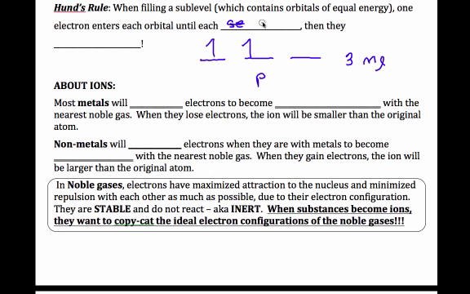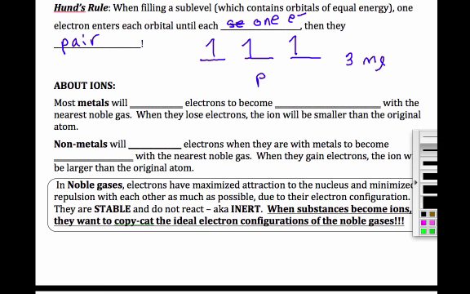I don't know what this means. It's not worded well. You fill them until each has 1 electron, and then you pair them up. So you fill 1, 2, 3, and then you'd come back and fill 4, 5, 6, because that minimizes repulsion.